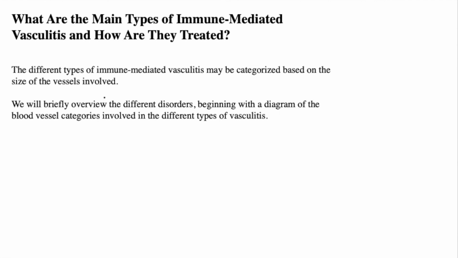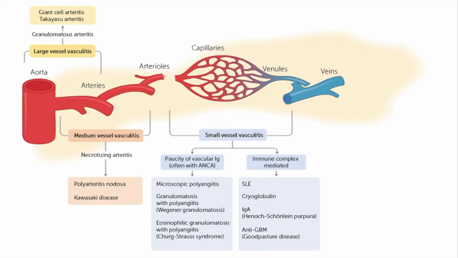What are the main types of immune-mediated vasculitis and how are they treated? We have already seen this in our earlier slides. We will briefly overview the different types of vasculitis, beginning with a diagram of the blood vessel categories involved. Different types of immune-mediated vasculitis are categorized based on the size of the vessels involved. That is the most common classification. We have already seen the classification. Again, this picture has been taken from the USMLE RX Bricks.